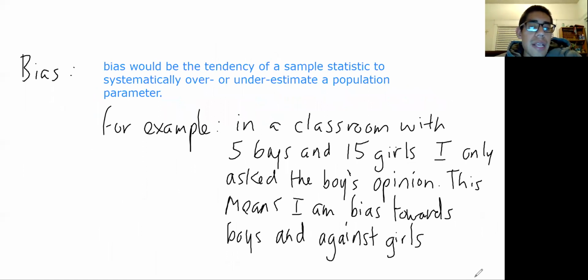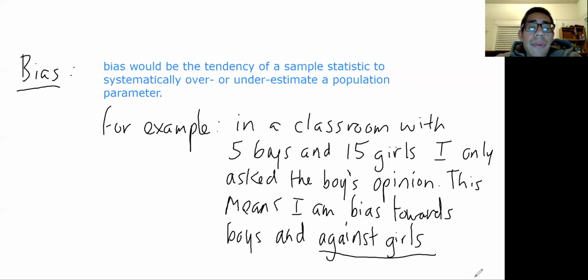I originally had a different lesson for this in mind. I'm just going to give you a preview of this. But the word bias is very important in statistics. It refers to the tendency of a sample statistic to be systematically over or underestimating a population. It just means that when I say I'm biased towards somebody, it means that I have a preference for one thing over another. So, for example, in a classroom with 5 boys and 15 girls, I only ask for the boys' opinion. This means that I am biased towards boys and against girls.